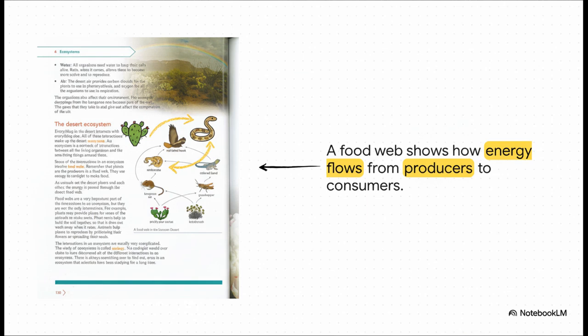So, the energy flows from the cactus, which is a producer because it makes its own food, to the kangaroo rat that eats it. Then, the energy flows from the rat to the rattlesnake that eats the rat. It's all just about who eats who.